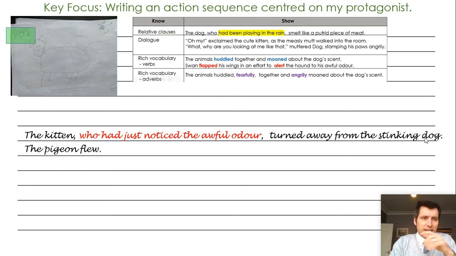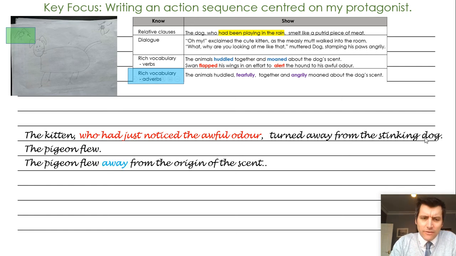Now I'm thinking, hang on a sec, I've got my other character, the pigeon. The pigeon flew. Simple sentence, action, and subject. Okay, the pigeon flew. I haven't said how or where or why. I haven't changed that verb yet. The pigeon flew away from the origin of the scent. So remember, the dog's the stinker, and the pigeon's going away from the origin of the scent. So I've got that adverb changing, so I now know the direction of the flight from the pigeon.